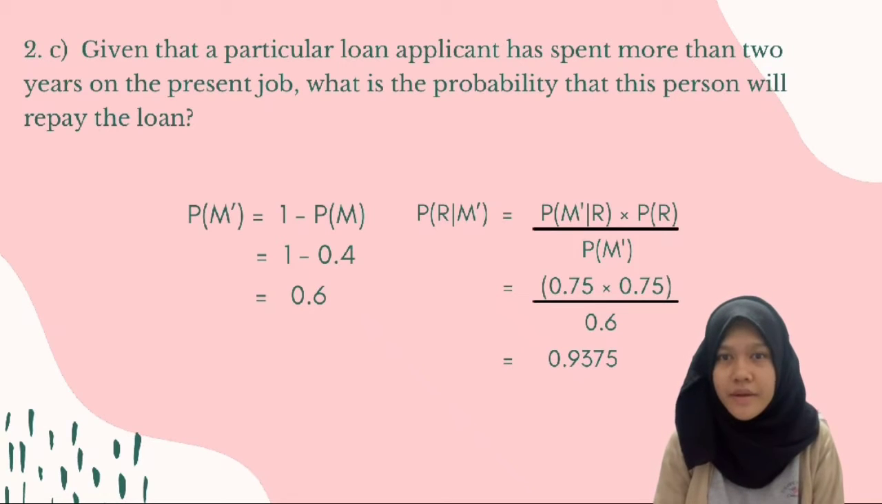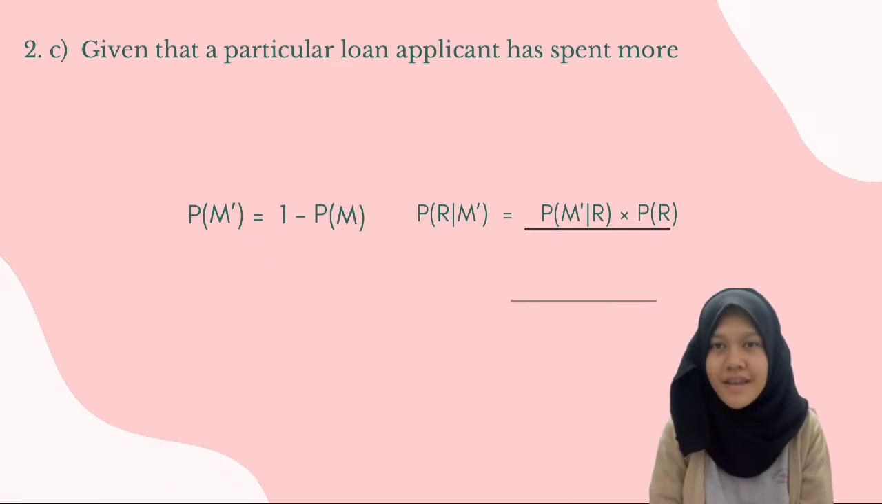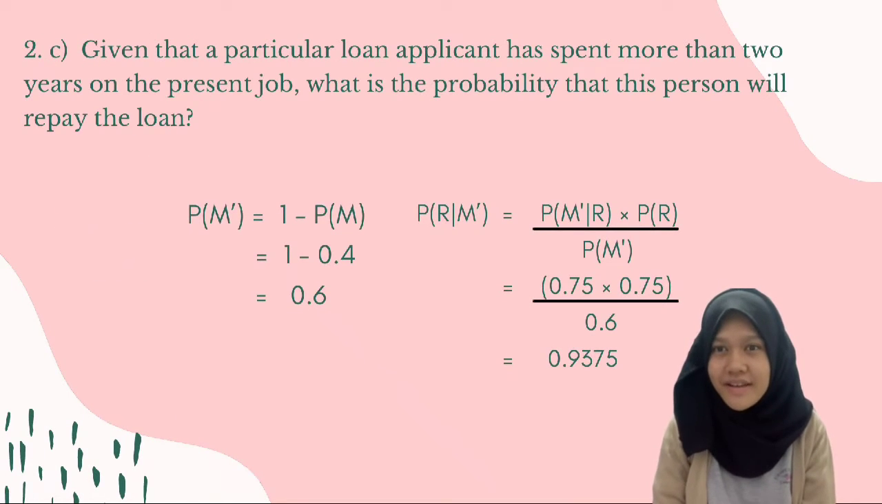Next, we will calculate PRM prime. For this, we will multiply PM prime R and PR. After that, we will divide it by PM prime. So it will be 0.75 times 0.75 divided by 0.6. We will then get 0.9375 as the final answer.